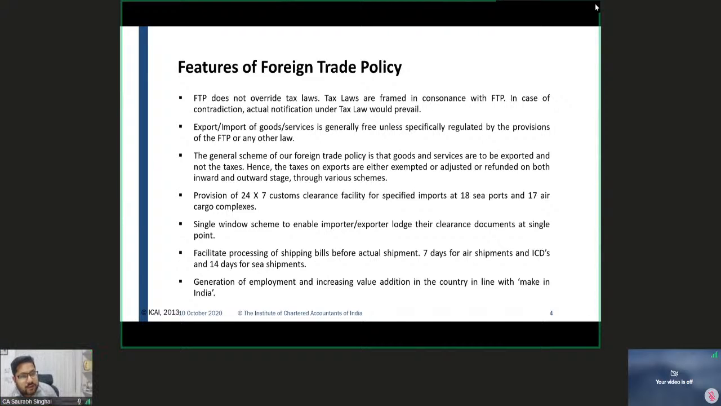Now, if I take the goods to the ICD, the inland container depot, or the nearest seaport or the airport, and file a shipping bill, and if it takes 1 day or 2 days for the shipping bill to be processed, my goods will be delayed by 1 or 2 days. And that is what I do not want.